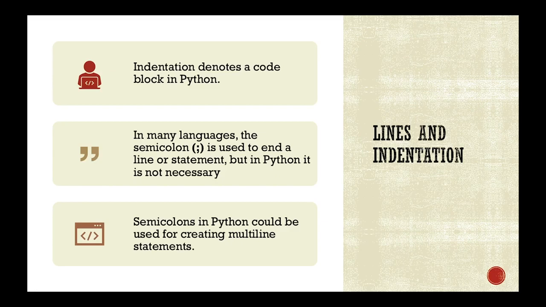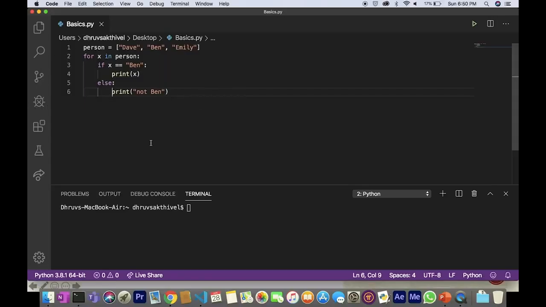But semicolons in Python are most widely used in order to create multi-line statements. So let's see examples of these as well. Here, just focus on the indentation and not the actual code. We will take a look at the code in future videos, but for now, let's take a look at the indentation.